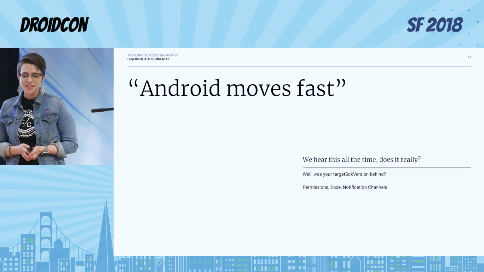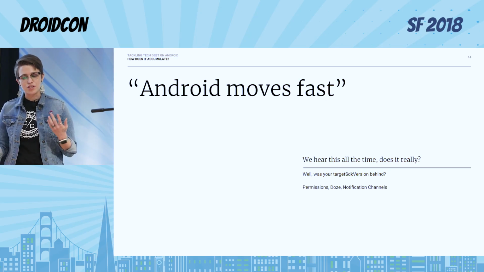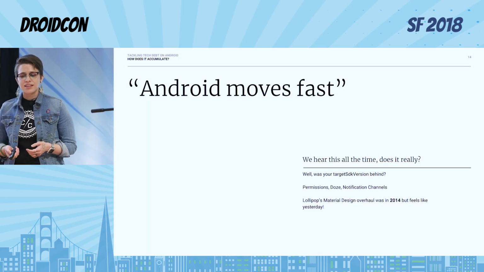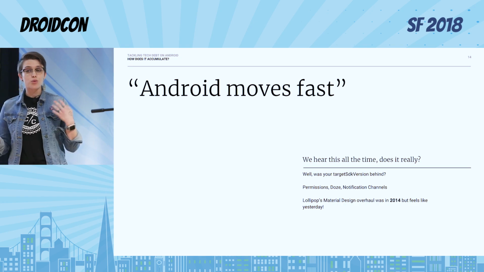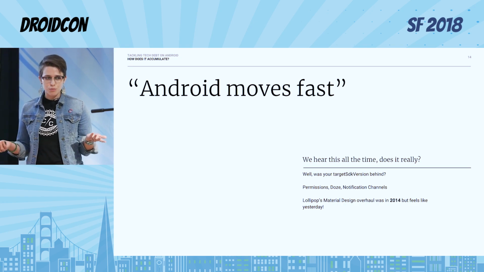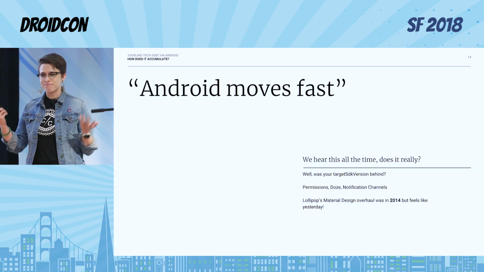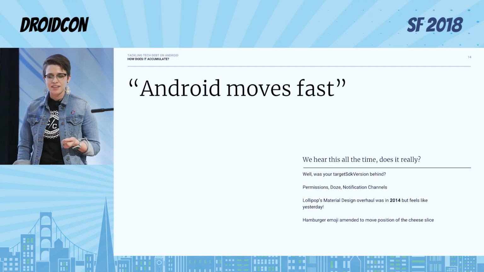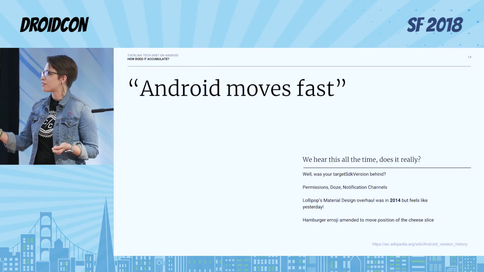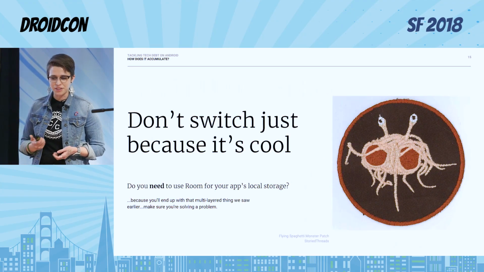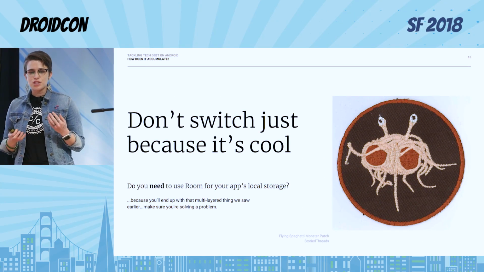Maybe. We've had all this new stuff recently: permissions, Doze, notification channels. The material design overhaul was back in 2014, but if you're still supporting devices on KitKat and lower, maybe this doesn't even register for you. And we have so many important changes like the cheese slice and the hamburger emoji, which is my favorite part of this Wikipedia article. Basically, don't switch just because it's cool.